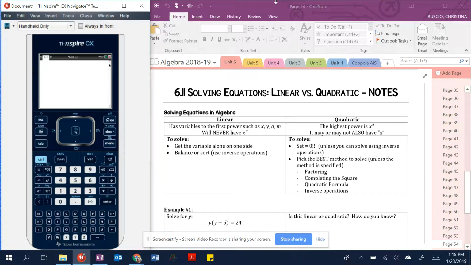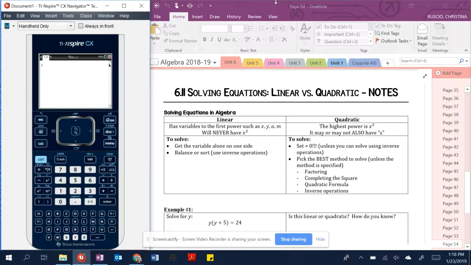But I will tell you that this topic here is such an important topic in algebra because kids always have questions. They always think it's one type of solving versus the other, and then they end up making lots of mistakes. So we wanted to spend an entire day or lesson talking about the differences between linear and quadratic equations and solving.